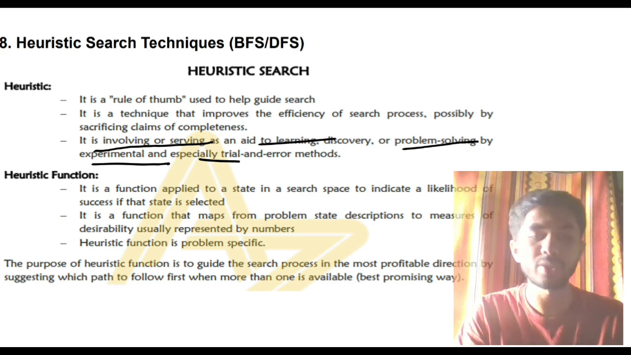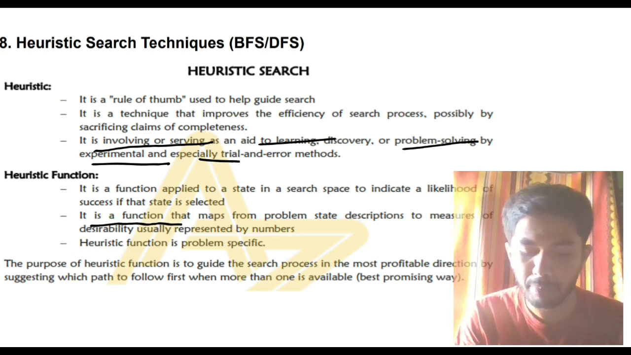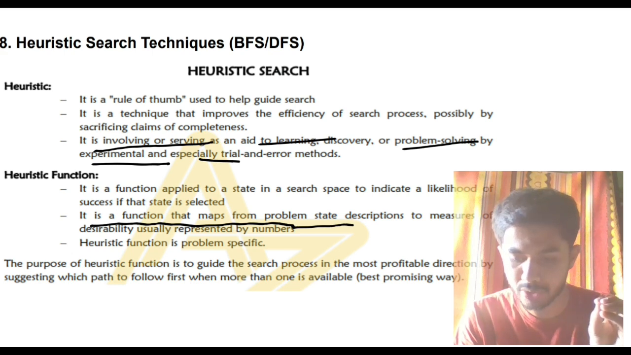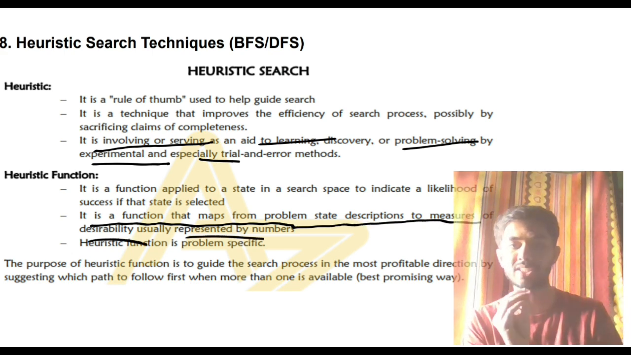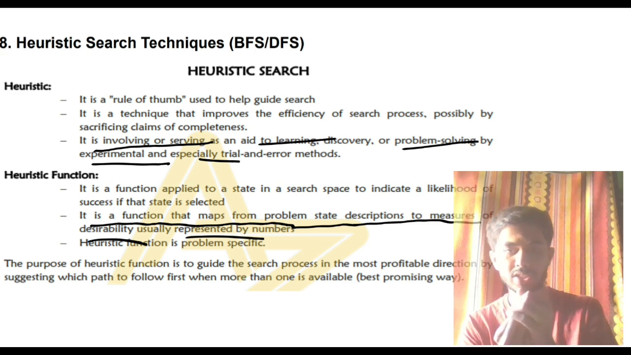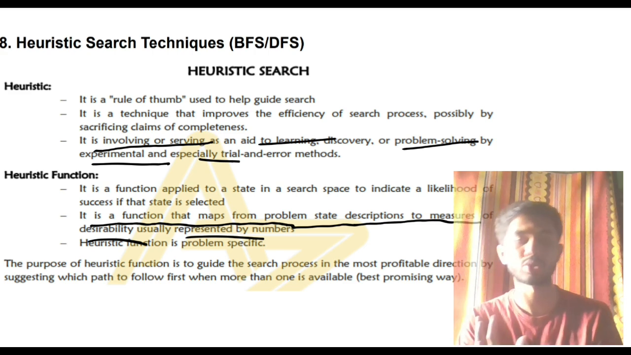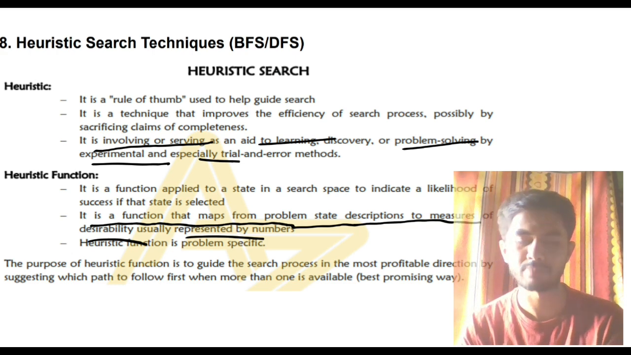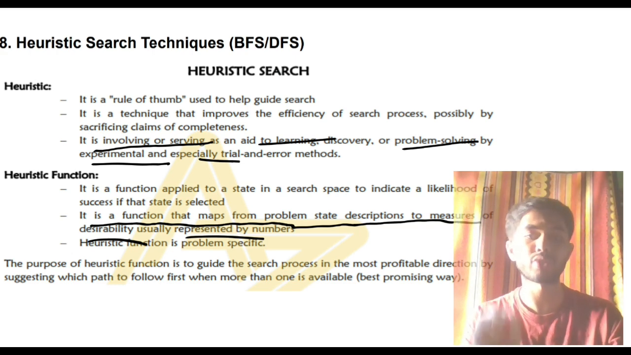That, the thing which implements it, is called a heuristic function. It is a function that maps from the problem state descriptions to measures of desirability, represented by numbers. By using some represented numbers or the cost, you will be finding a solution from one place to another. That is what the heuristic function means. After you have defined these two, you have to give an example for a heuristic function.